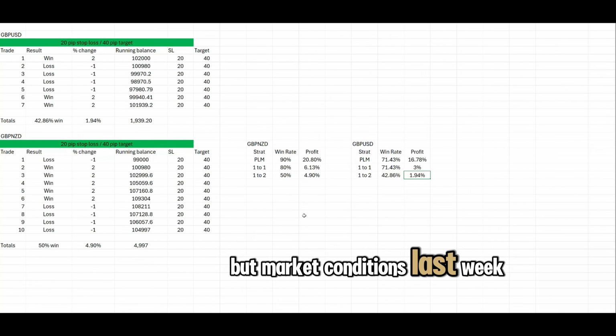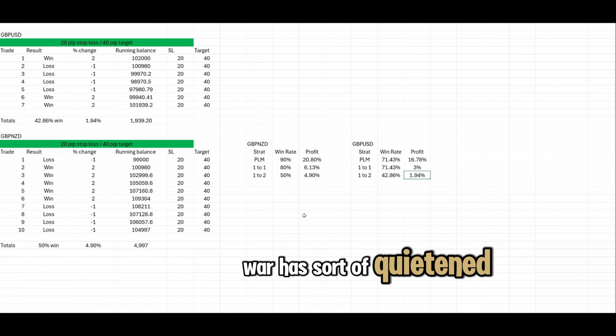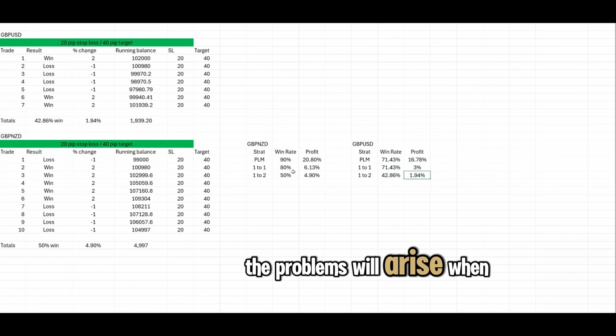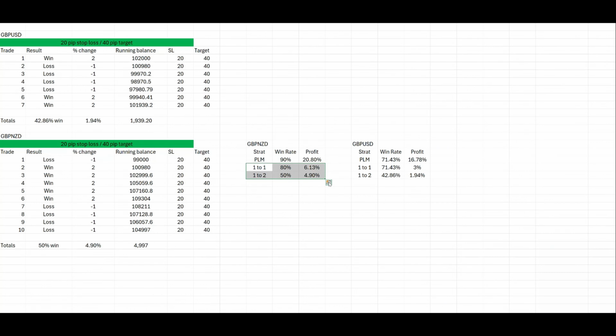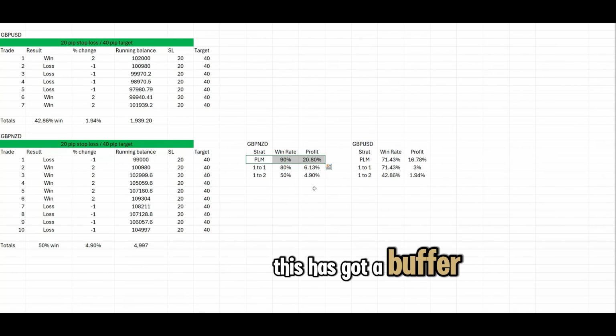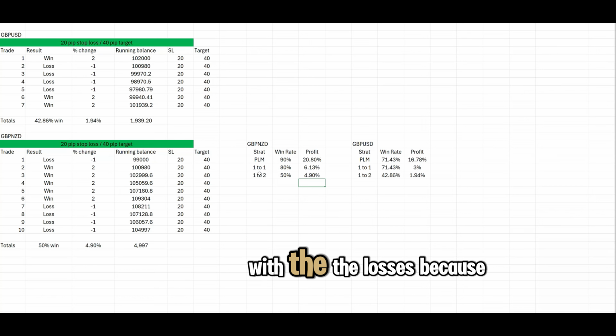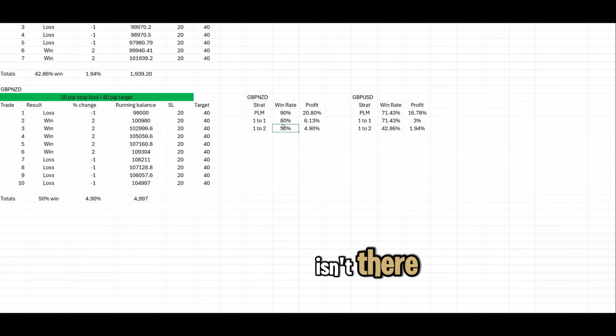But market conditions last week were perfect, and the week before, since the tariff war has quietened down a little bit. The problems will arise when you're trading with these stats, but you're taking more losses because market flows are happening. Now, this has got a buffer zone to take some more losses. So you can see why a lot of traders are boom and bust: they do very well, but as soon as market conditions change and risk picks up, they don't have the knowledge to avoid trades in a risk flow scenario. So they keep taking the trades, and then they get hit massively with the losses because the success rate isn't there. It drops off.